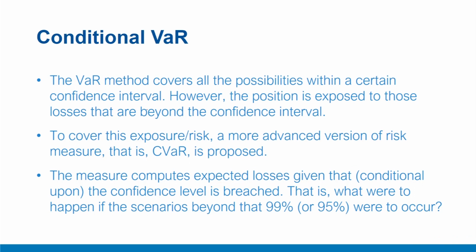In this video, we'll introduce a very important measure of tail risk, that is conditional VAR, CVAR or expected shortfall. The VAR method, value at risk method, that we discussed in the previous video, considers all the possibilities with a given confidence interval. For example, we said we are 95% confident or 99% confident. However, there are scenarios when a position is exposed to losses that are beyond these levels of 95 or 99% confidence. And in order to cover this exposure in those extreme events, a more advanced risk measure, conditional VAR or CVAR, often referred to as expected shortfall, is proposed.